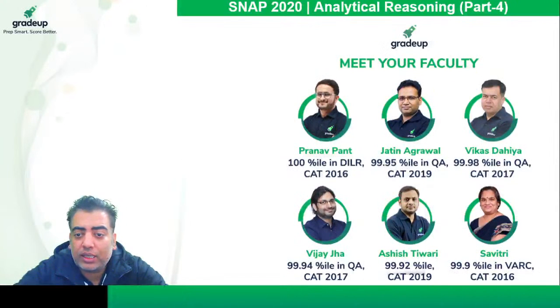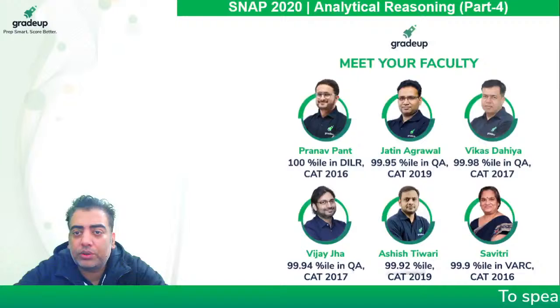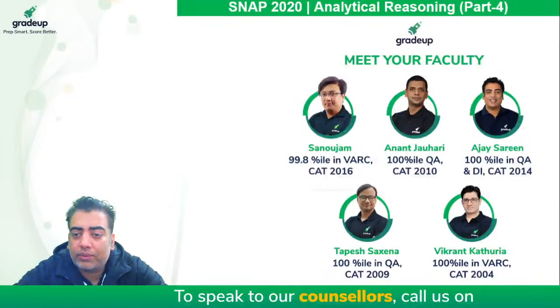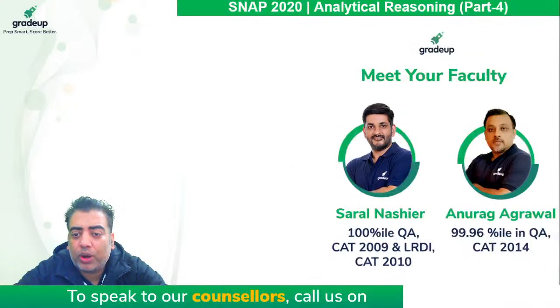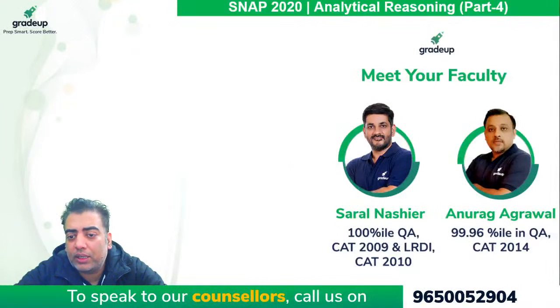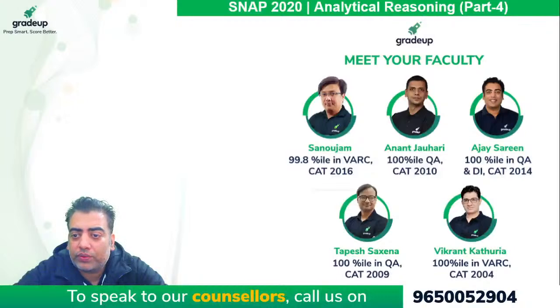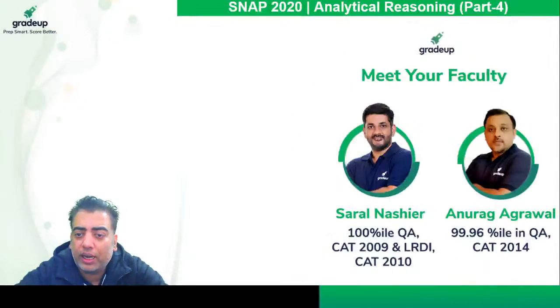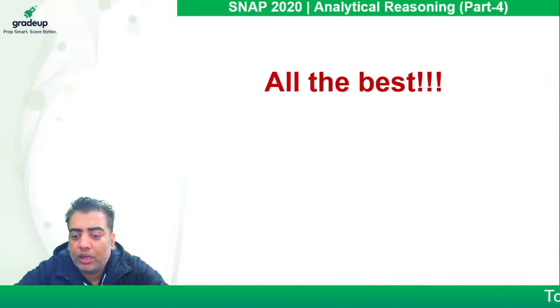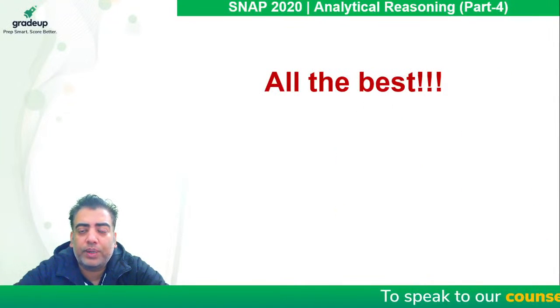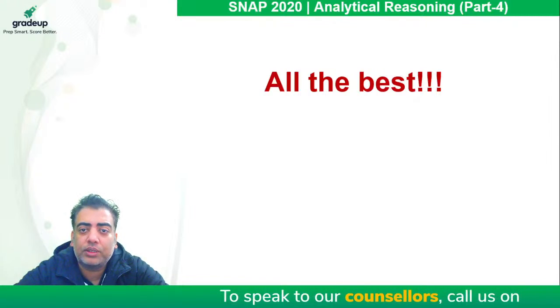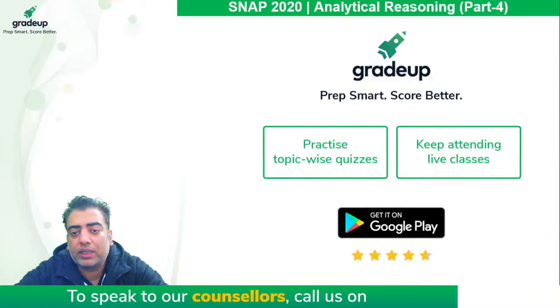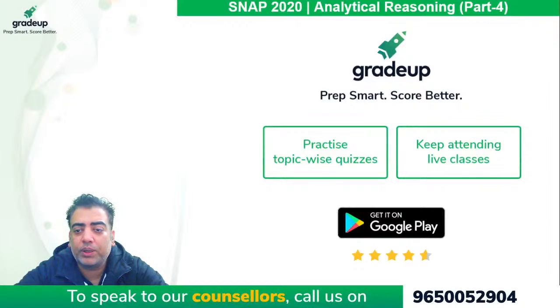So here is the team who will be guiding you, mentoring you throughout. You can see almost everyone is 99.9 plus percentile almost. So 6 of us are 100 percentilers. So 4 are here, 1 is here, and 1 is here. We wish each one of you the very best. Please do well in exams. Keep attending live classes and keep practicing topic-wise quizzes for better and better performance.